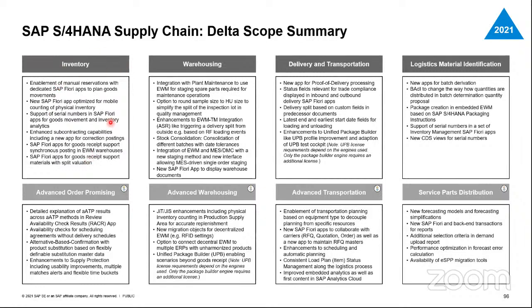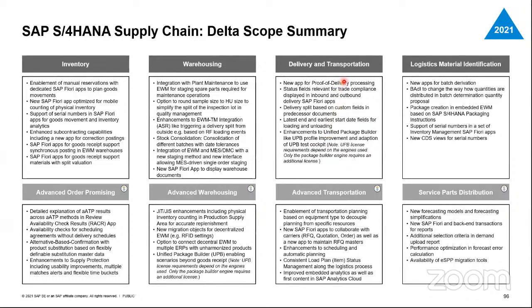Okay, again, smaller topics are there. For instance, in inventory, there are additional Fiori apps to facilitate manual reservations. A new Fiori app for mobile counting of physical inventory, etc. So you can see a lot of this is Fiori apps related to inventory. In warehousing, better integration with plant maintenance for staging spare parts for required maintenance operations so that you can make it easier to access them quickly. And then there are smaller enhancements with, we talked about advanced shipping and receiving, so the TM integration is there. Then there are Fiori apps.